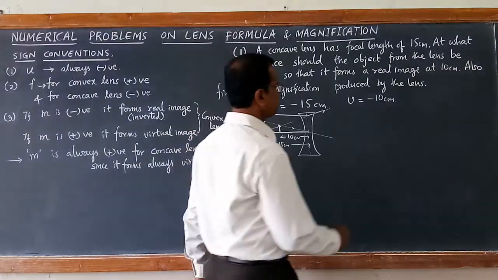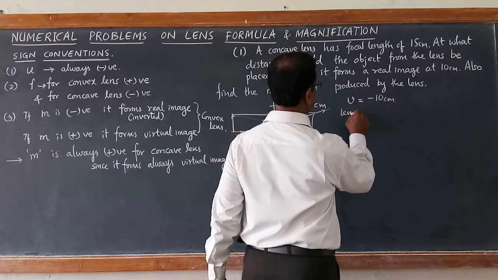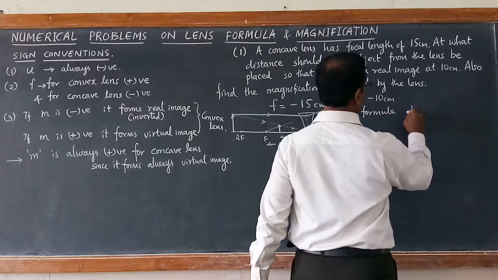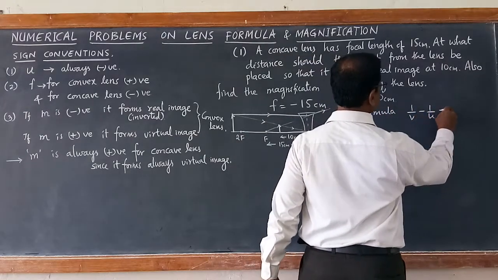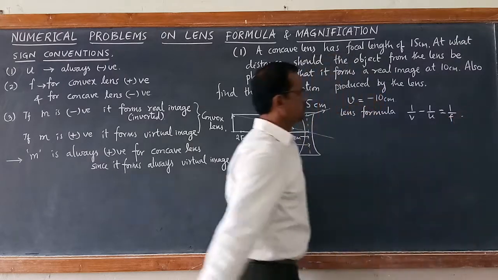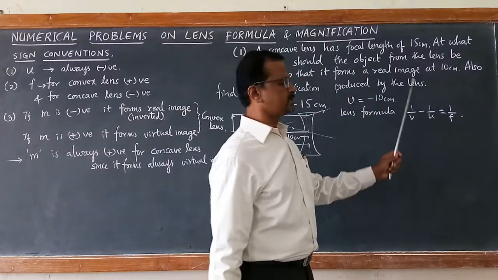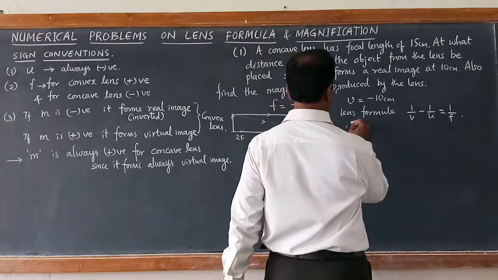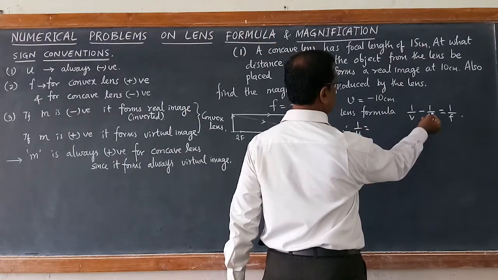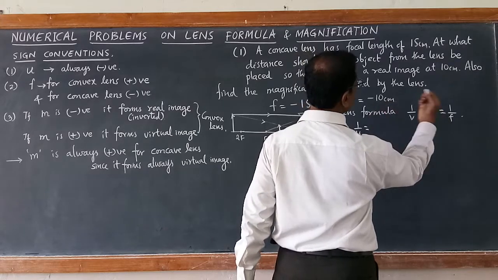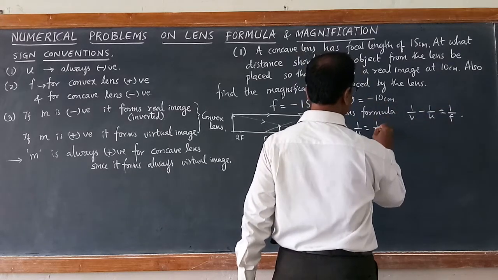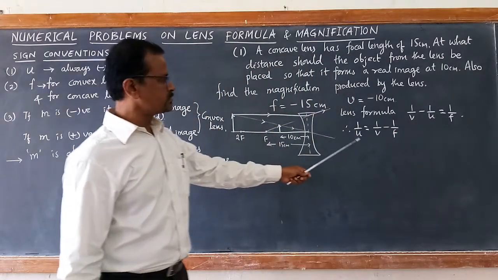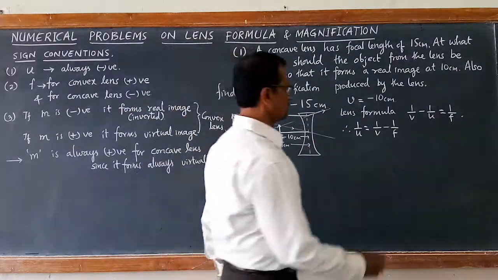Directly apply the lens formula. We have the lens formula 1/V - 1/U = 1/F, where V is the image distance and U is the object distance. You are asked to find the object distance. Therefore, take this 1/F to the other side and 1/U on the left side. So it becomes 1/U = 1/V - 1/F. Now you substitute these with sign conventions.